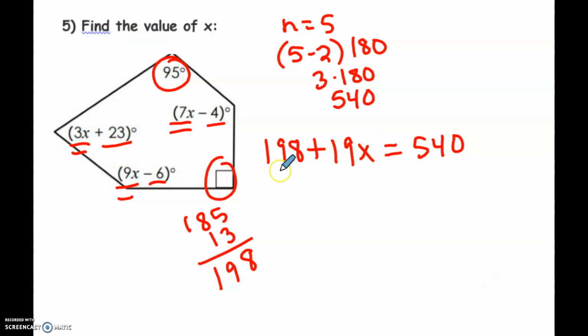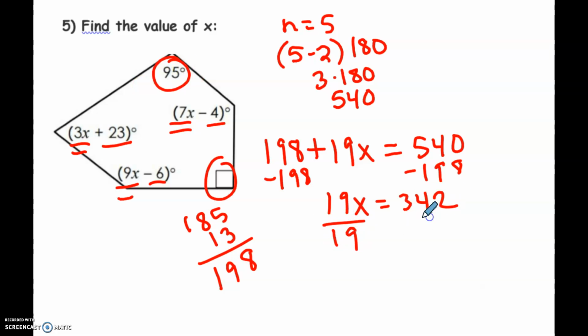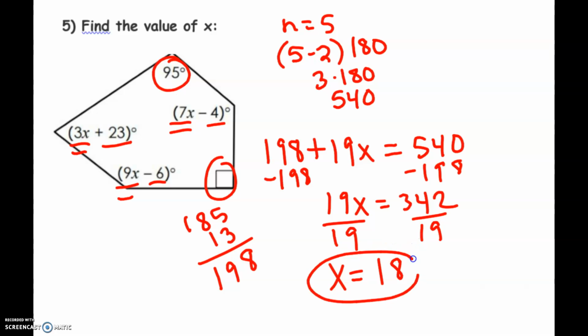So we'll just solve for x, subtract the 198. That's almost 200, so I end up with 19x equals 342. If I divide out the 19, I end up with x equals 18. So x is 18 in this problem.